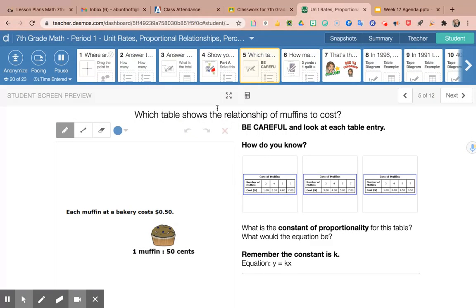Number 5 says, which table shows the relationship of muffins to cost? Each muffin at a bakery costs 50 cents. So 1 muffin costs 50 cents. So 2 muffins would be $1, right? Because 1 is 50 cents, so 2 of them is 50 cents plus 50 cents.